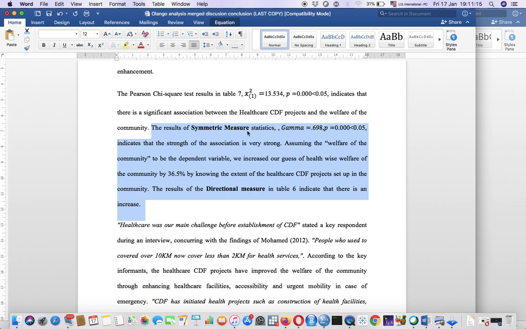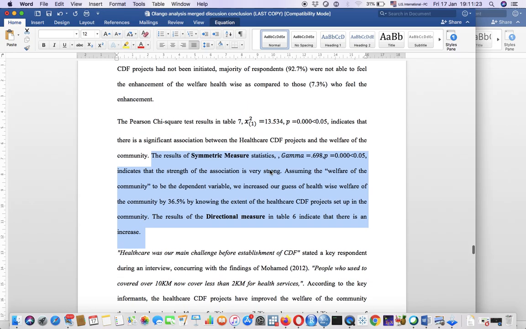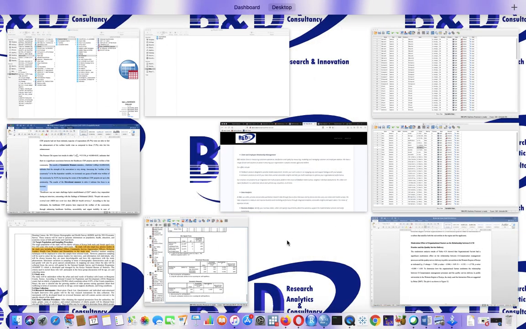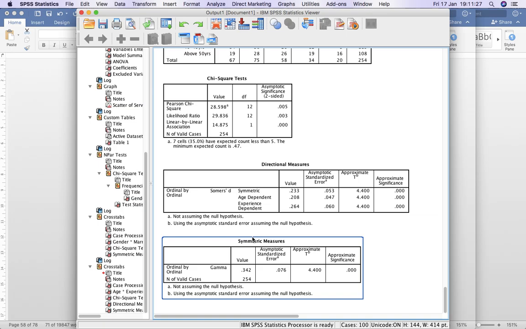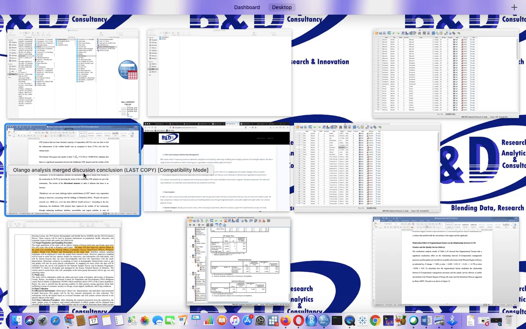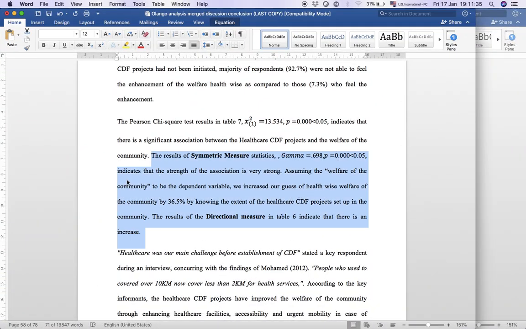For the results of symmetric measure statistic, the gamma is equal to 9.8, which was significant. Right? For our case, what was the gamma? The gamma is this, which is significant. Right? So according to this, if it's significant, it indicates that the strength of the association is strong.